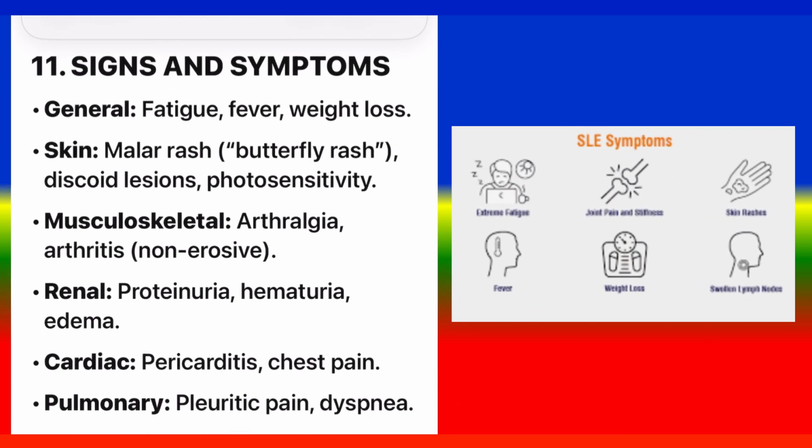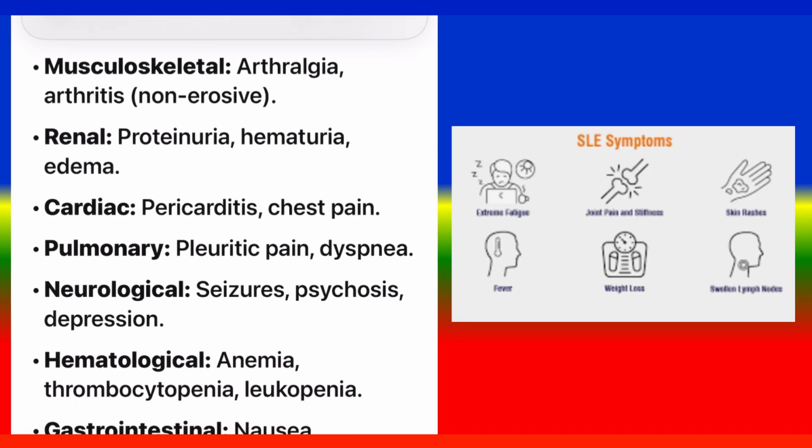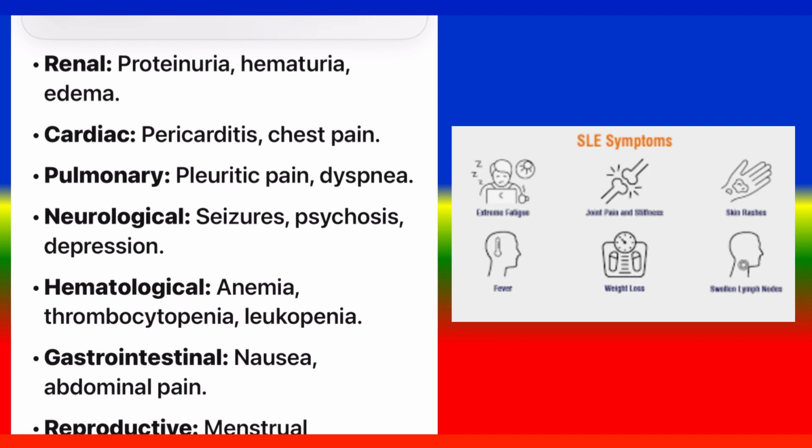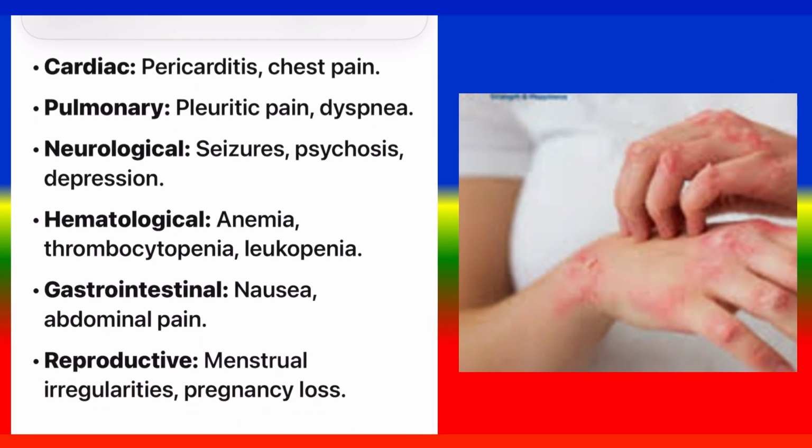Number 11. Signs and symptoms. General: fatigue, fever, weight loss. Skin: malar rash, butterfly rash, discoid lesions, photosensitivity. Musculoskeletal: arthralgia, arthritis, non-erosive. Renal: proteinuria, hematuria, edema. Cardiac: pericarditis, chest pain.